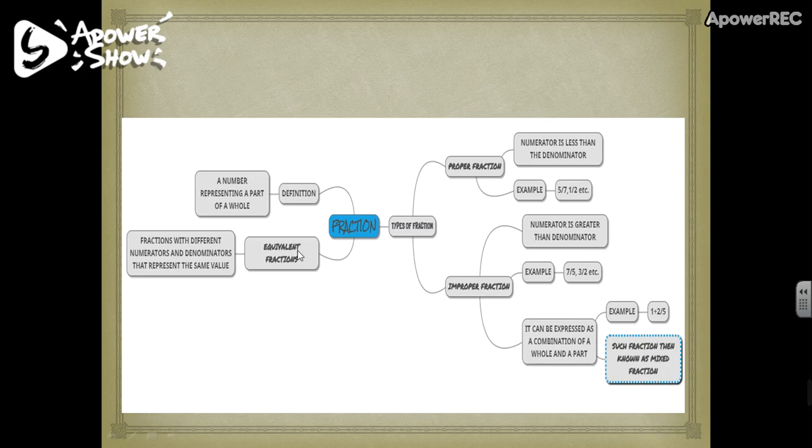Then we discussed what equivalent fractions are. Equivalent fractions are those fractions which have different numerators and denominators, but all of them represent the same value.